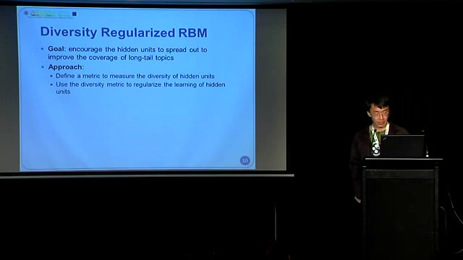Based on this motivation, we propose this diversity regularized RBM with the goal to encourage the hidden units to diversely spread out to improve the coverage of long tail topics. The approach we take is we first define a metric to measure the diversity of the hidden units. Recall that each hidden unit is characterized by a weight vector. So actually, we are trying to diversify the weight vectors of the hidden units. And after we define this metric, we can use it as a regularizer to regularize the learning of the hidden units to make them diverse.